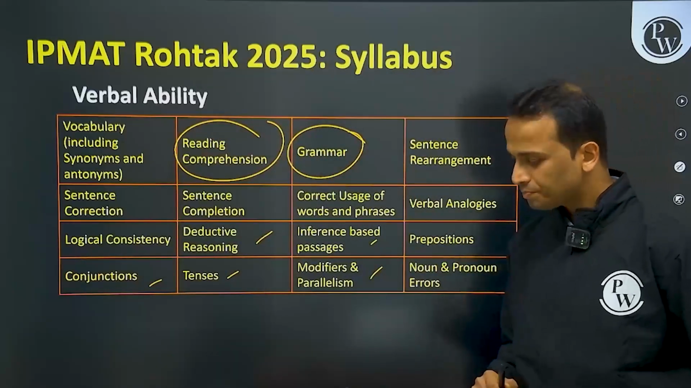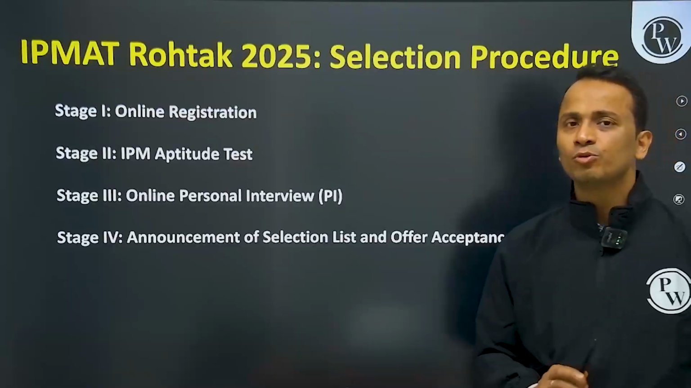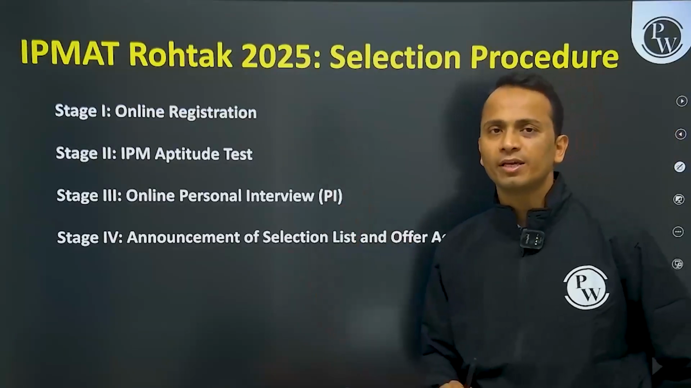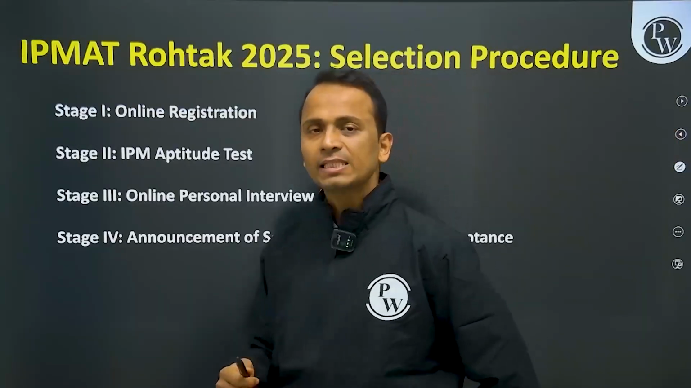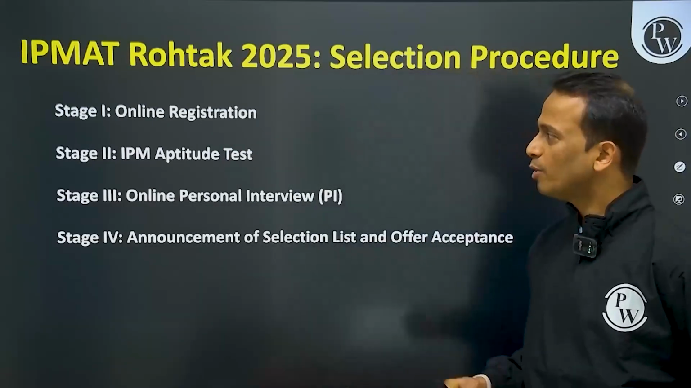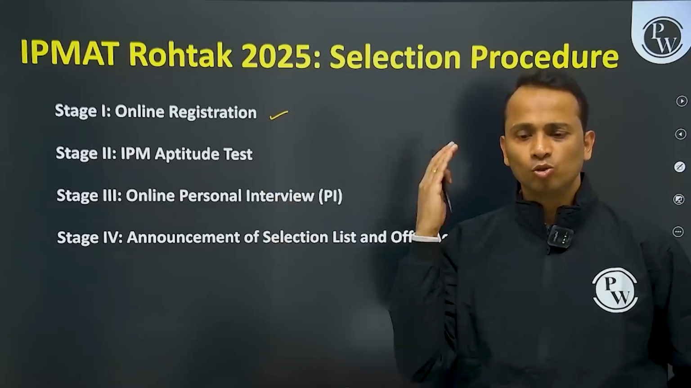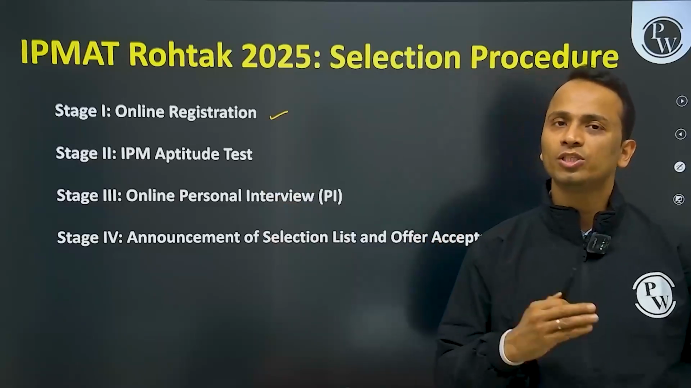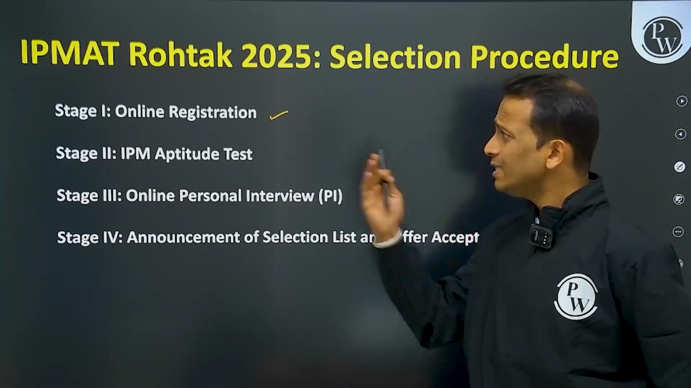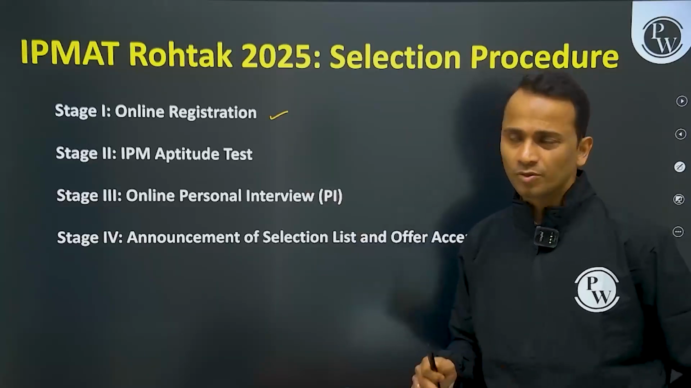right? Okay. Now, talking about the next thing, the selection procedure. This is a very important thing, right? Now, the entire selection procedure is divided into different stages. Stage 1 is online registration. Obviously, to write this examination, you will have to register for it, and this registration is expected to start in the month of February, right?